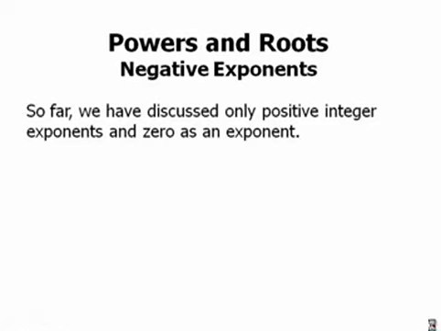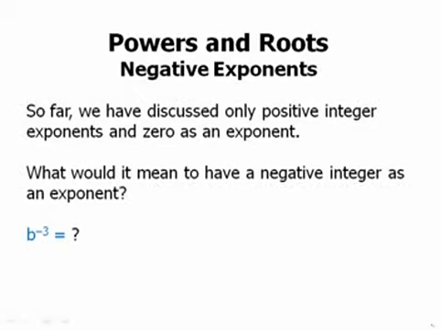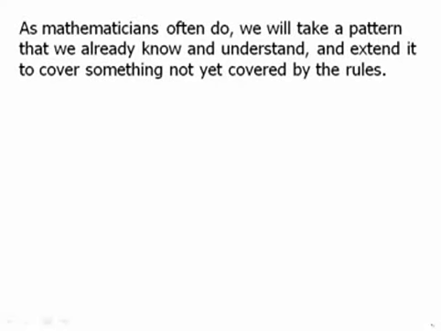And we have to ask ourselves exactly what would this mean? What would it mean to have a negative integer as an exponent? We had b to the negative 3. What on earth would that mean? Well, as mathematicians often do, we will take a pattern that we already know and understand and extend it to cover something not yet covered by the rules. This is something that happens in mathematics over and over again.